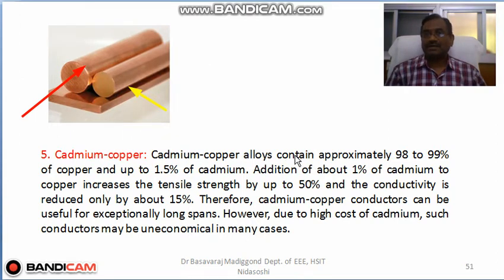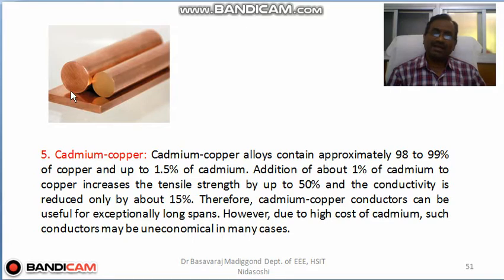Friends, in the last video lecture we have seen all aluminium alloy conductor, AAAC. We'll continue with the discussion of the different types of conductor material that are used for the transmission lines. The next one is cadmium copper. This is the image of cadmium copper.